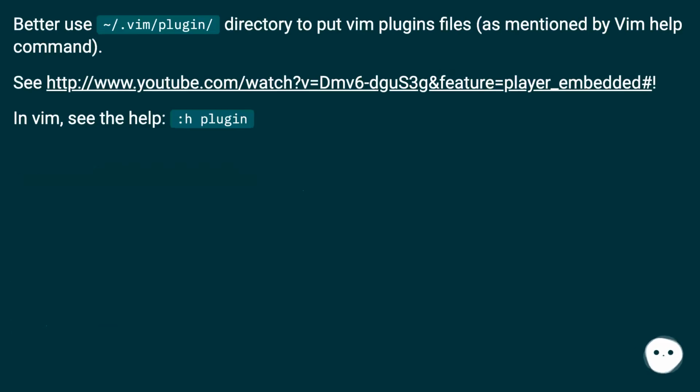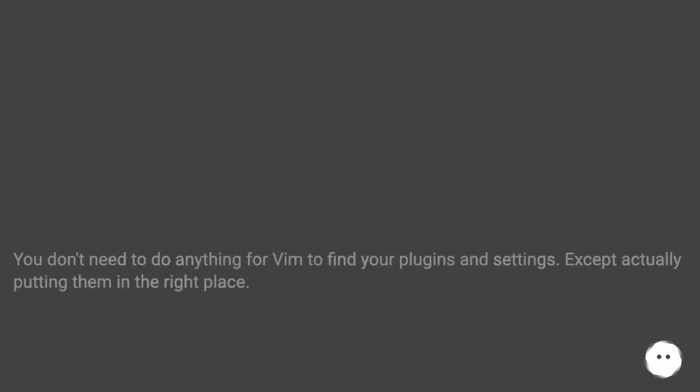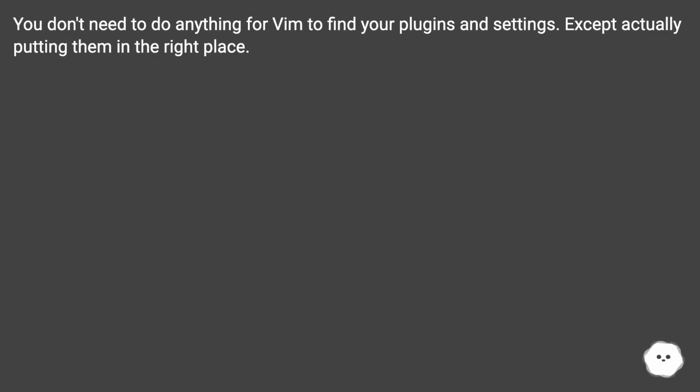Better use the ~/.vim/plugin/ directory to put Vim plugin files, as mentioned by the Vim help command. See this URL. In Vim, see the help: :h plugin. You don't need to do anything for Vim to find your plugins and settings, except actually putting them in the right place.